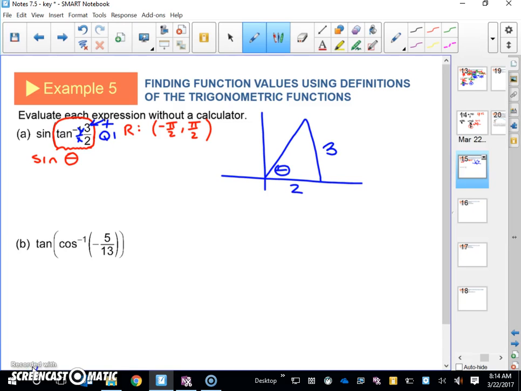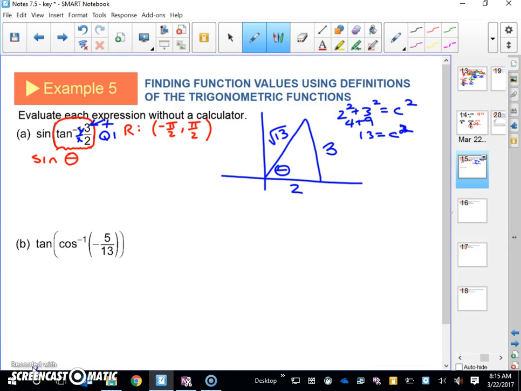We should be able to do the Pythagorean theorem to find the hypotenuse. 2 squared plus 3 squared equals c squared, or r squared, I guess. That's 4 plus 9 is 13. So 13 equals c squared. This will be the square root of 13. That hypotenuse is square root of 13.